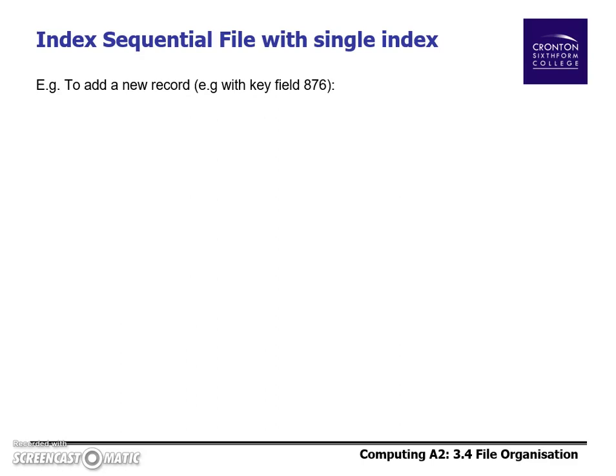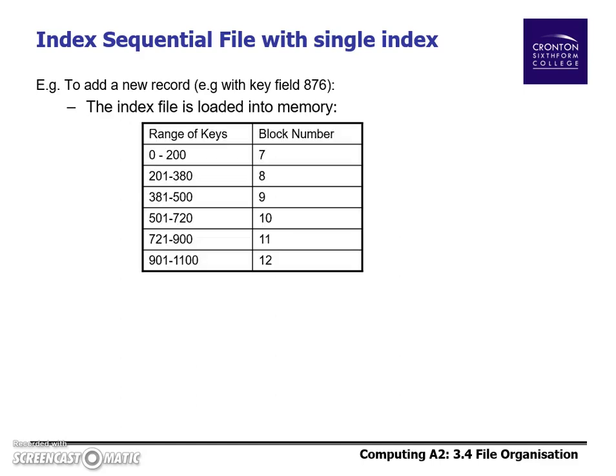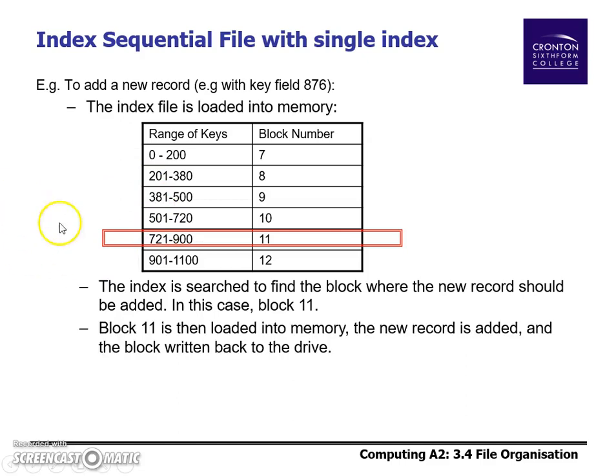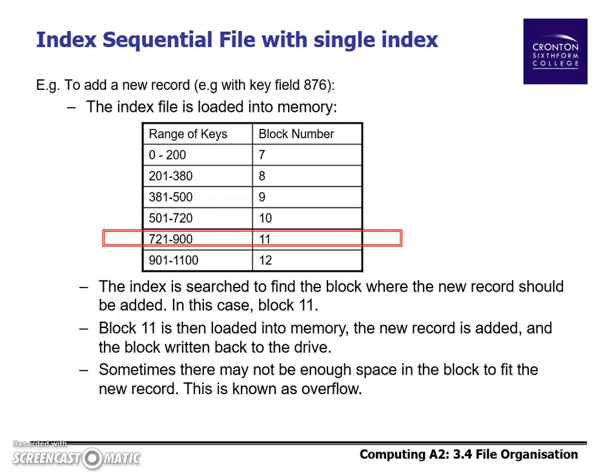So an index sequential file with a single index. If we were to add a new record with the key field 876, the index file is loaded into memory, and we look at the key ranges. So we will be looking at key field 876, which would send us to block number 11, okay? Because that is where our key field 876 will be stored. Block 11 is loaded into memory and the new record is added and the block written back onto the drive again.